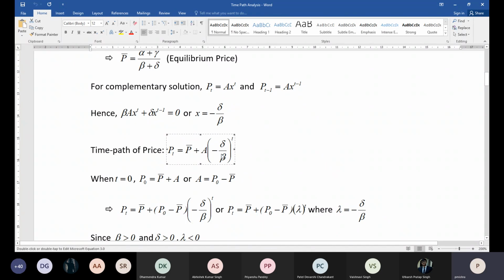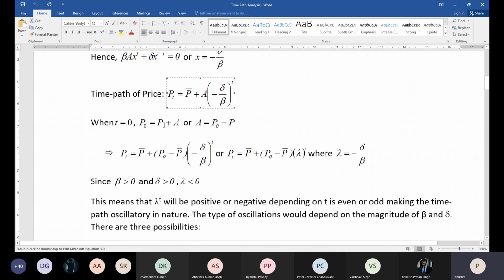Particular solution plus complementary solution, and then we put the restriction for the initial year or the value for the initial year. So when t is equal to 0, P naught, that is price of the initial year, is equal to P bar plus A, and this gives me a solution for the constant A, which is equal to P naught minus P bar. And in the process, we are having the time path of price like this or like this.